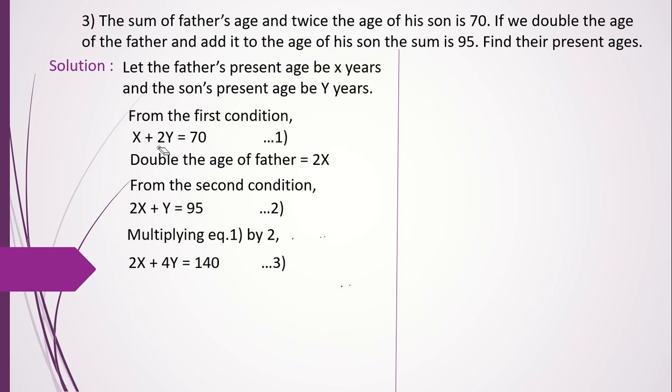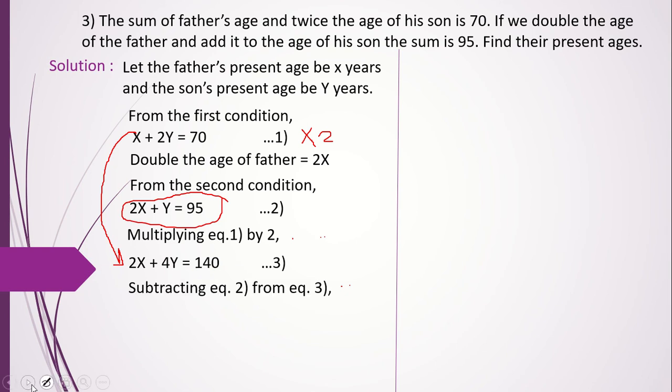Multiplying equation number 1 by 2: 2x plus 2 into 4y plus 70, 2 times 70 is 140. So it became 2x plus 4y is equal to 140. Now we have to subtract equation number 2 from this, because here we have 140 and here 95. Subtracting equation number 2 from 3.